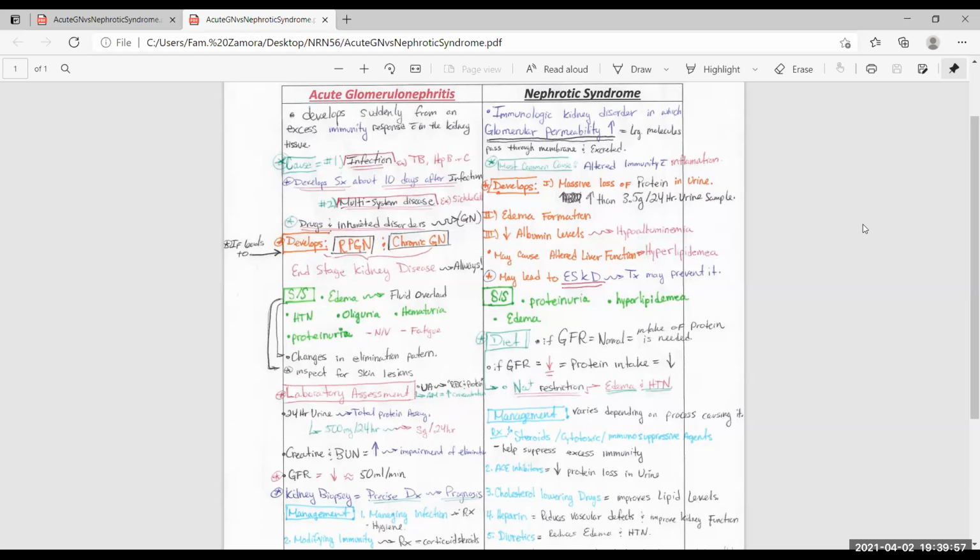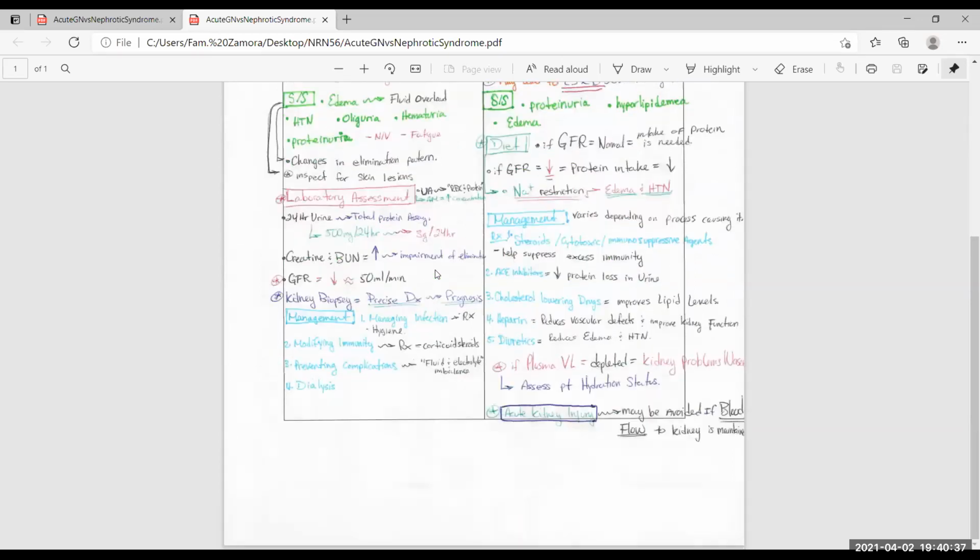We usually want to try to collect the specimen first thing in the morning because it's the most concentrated. And then I drop down the total protein assay normal range to abnormal range on what we'll see. It's different for kids, so we'll definitely look at that. We'll see an increase in creatinine and BUN. So that's pretty much indicating that there's an impairment of elimination. We'll see the GFR decrease to about 50 mL per minute. If you want a precise diagnosis, we need a kidney biopsy. That's also going to tell you the prognosis.